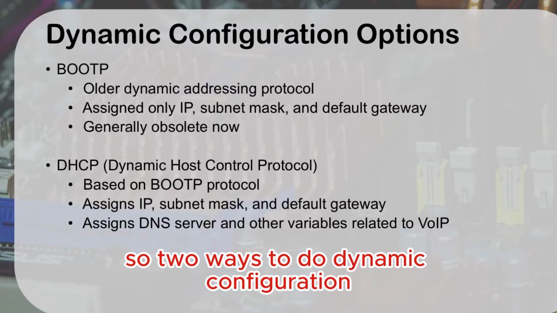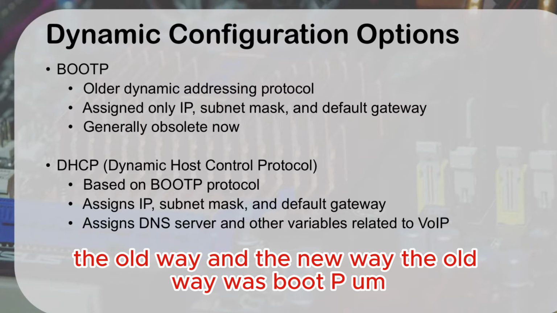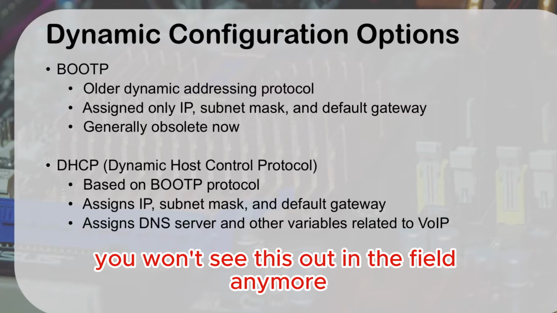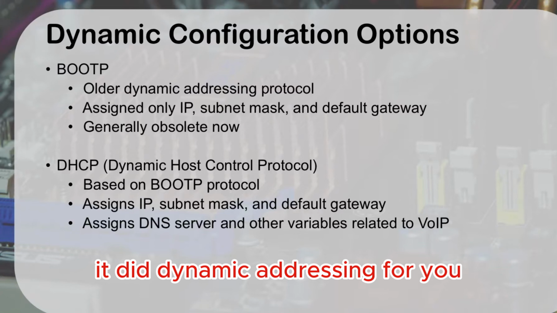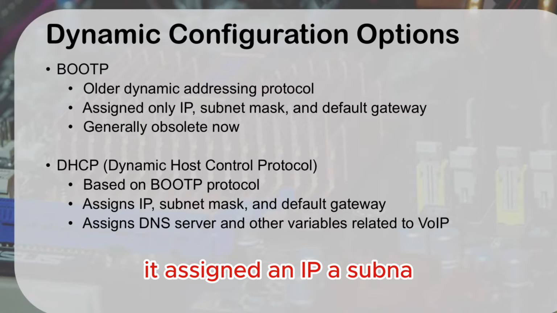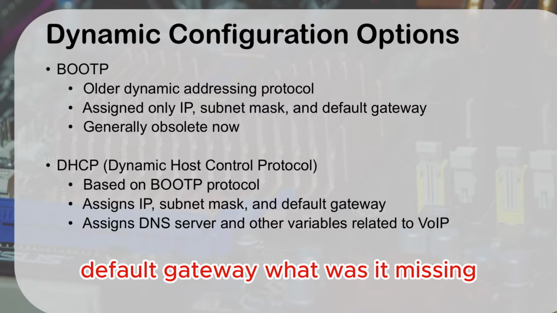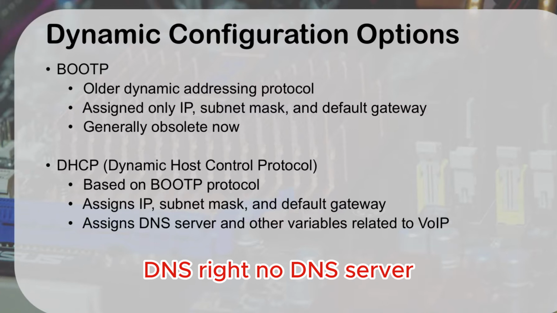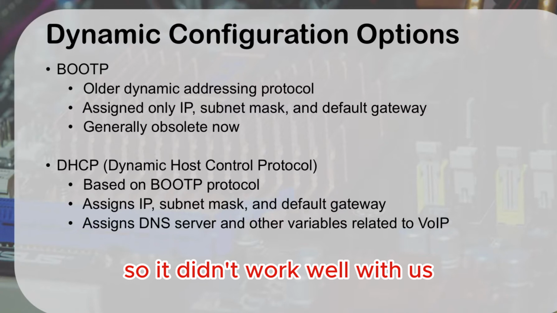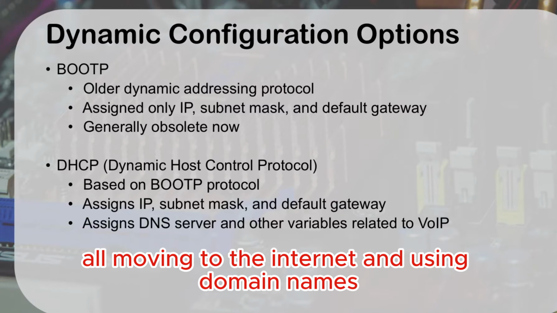So there are 2 ways to do dynamic configuration, the old way and the new way. The old way was BOOTP. You won't see this out in the field anymore. Back in the day, we used BOOTP. It did dynamic addressing for you. It assigned an IP, a subnet, and a default gateway. What was it missing? DNS, right? No DNS server. So it didn't work well with us all moving to the internet and using domain names.